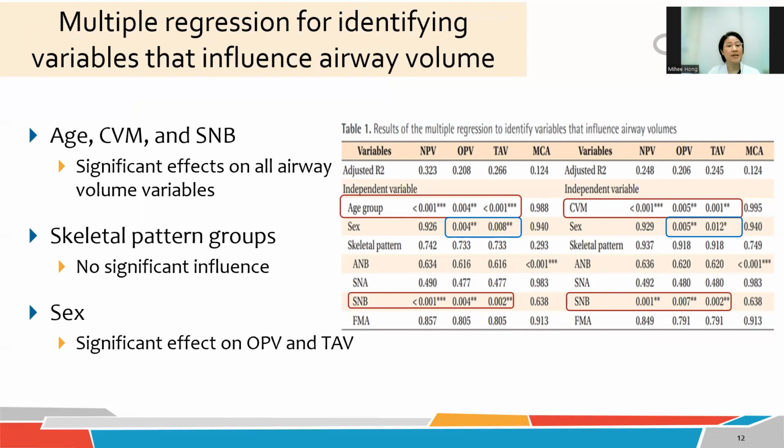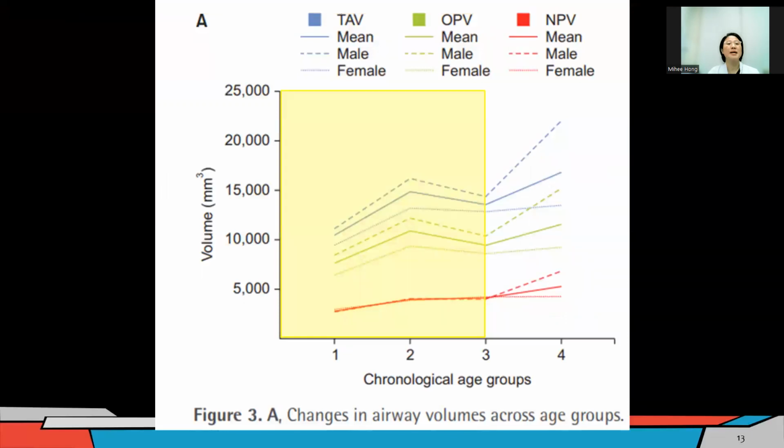Sex has a significant effect on oropharyngeal and total pharyngeal volumes without significant effect on nasopharyngeal volume. Males and females showed similar patterns of change in chronological age groups 1 to 3, which means age from 12 to 17 years old. However, males, compared to females, had larger nasopharyngeal and oropharyngeal volumes and minimum cross-sectional areas at age of 18 to 19.